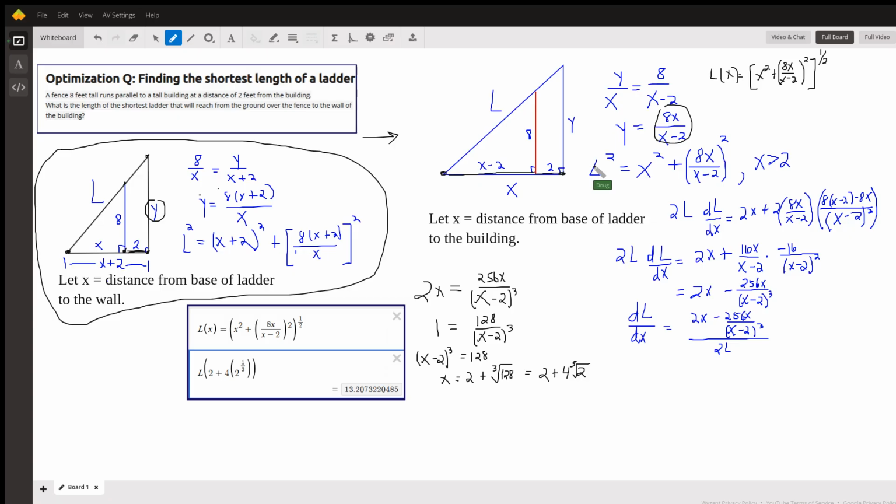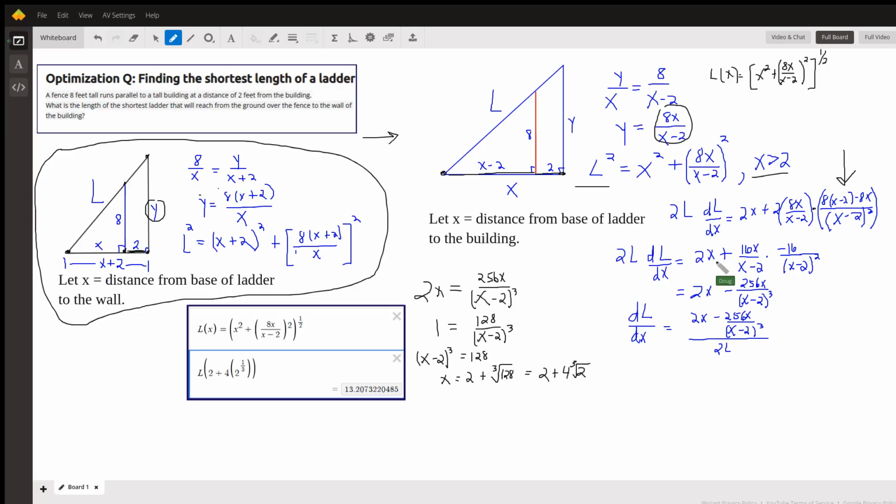So by the Pythagorean theorem, L squared equals x squared plus y squared, but y is 8x over x minus 2. Note that x has to be greater than 2 because the base of the ladder can't be inside the wall. We can take the derivative implicitly. So 2L times the derivative of L with respect to x equals 2x plus, use the power rule, and then followed by the chain rule. The derivative of the inside requires the quotient rule, and that gives you this expression right here.